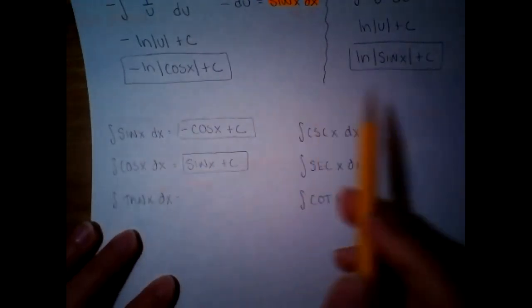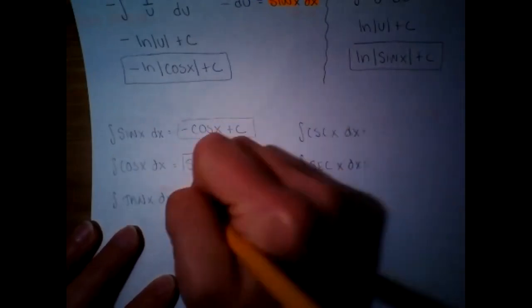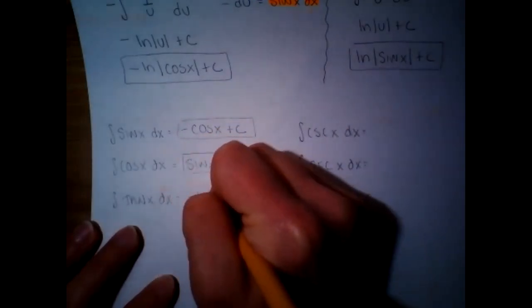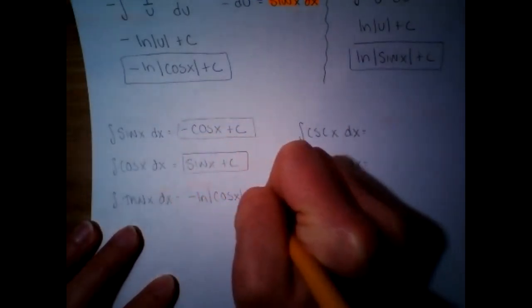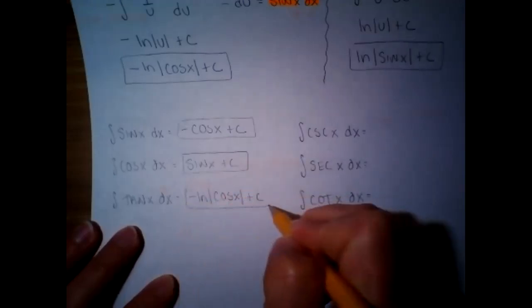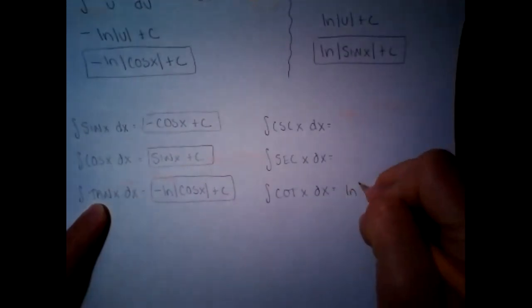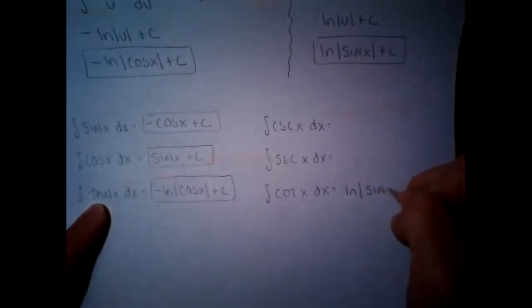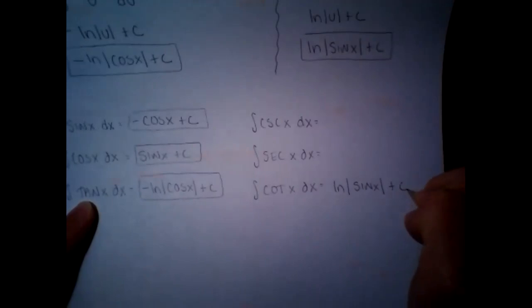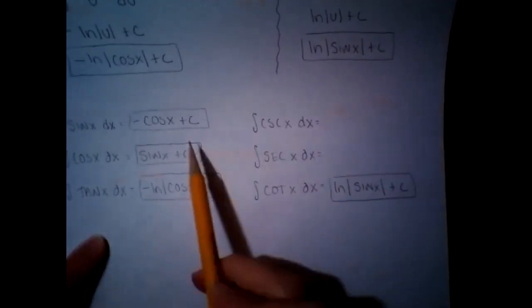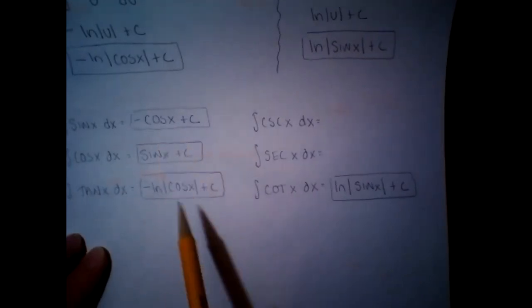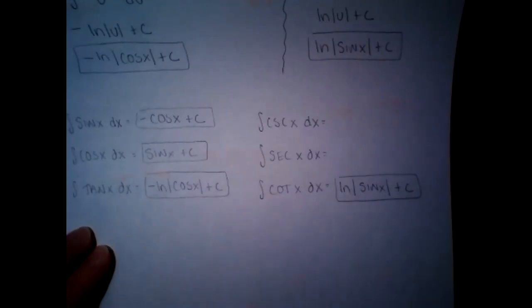And then tangent and cotangent, I just worked out. Again, you can either just flat out memorize them, or you can work them out like I just showed you. You can rewrite tangent as sine over cosine. And you can rewrite cotangent as cosine over sine. So these 2 you can kind of just figure out. These 2 you can work out. You can do a U substitution.